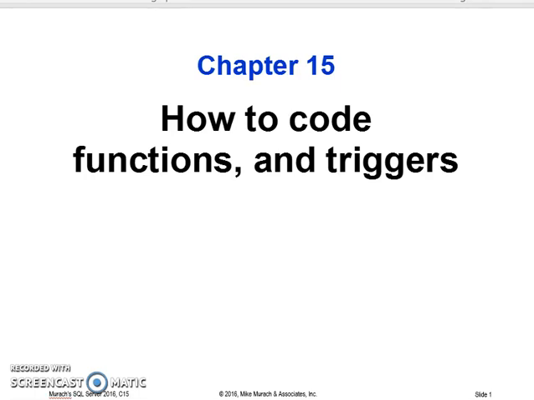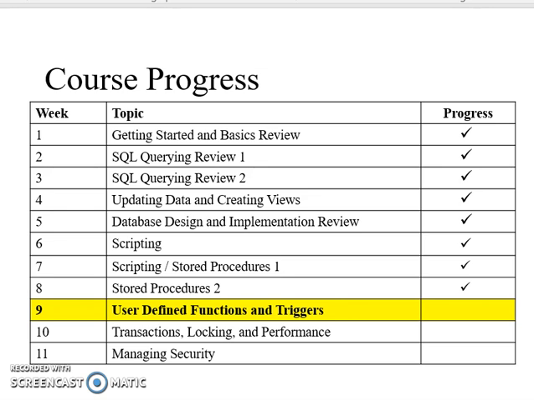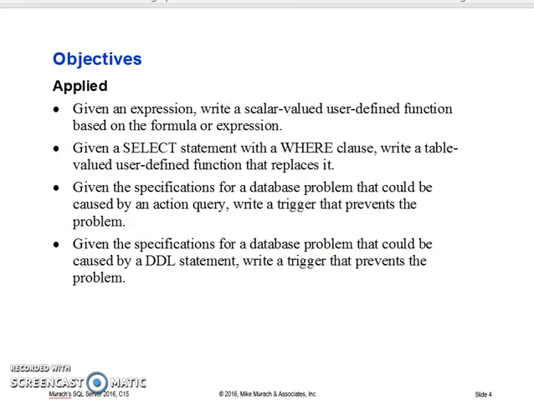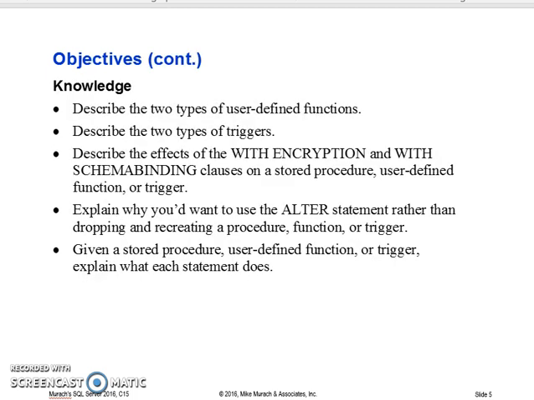The rest of Chapter 15 covers some interesting topics, functions and triggers. We are now in week 9, and this is where we stand in relation to our course outcomes. At the end of this module, you should be able to write both scalar-valued and table-valued functions. You should also be able to write database triggers. We want to understand the different types of functions and triggers, as well as some of their options.